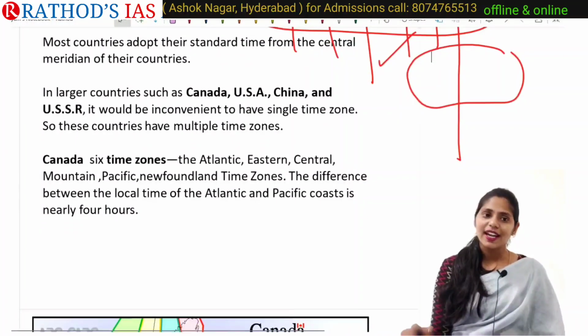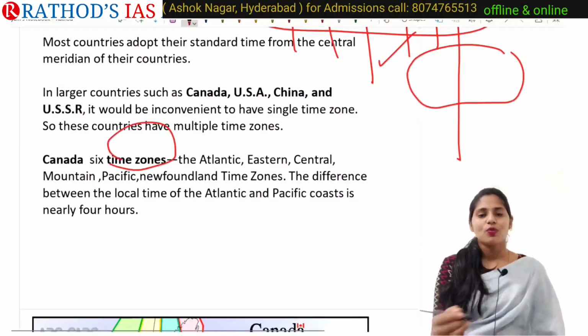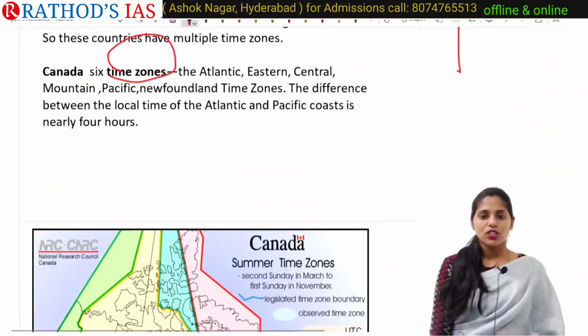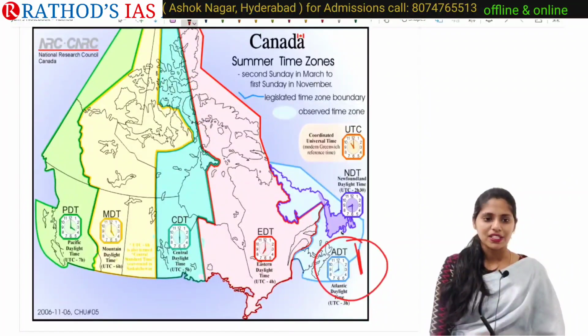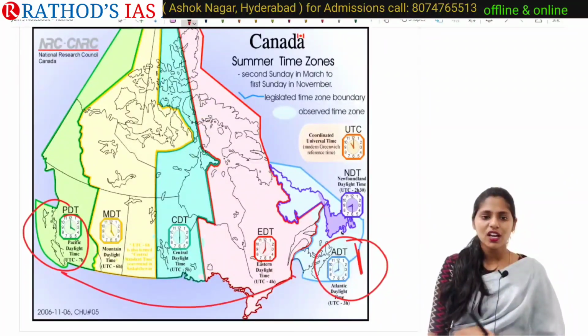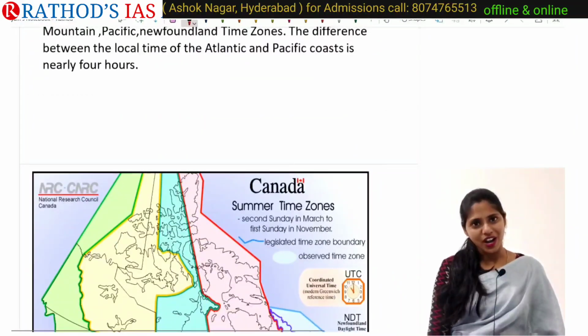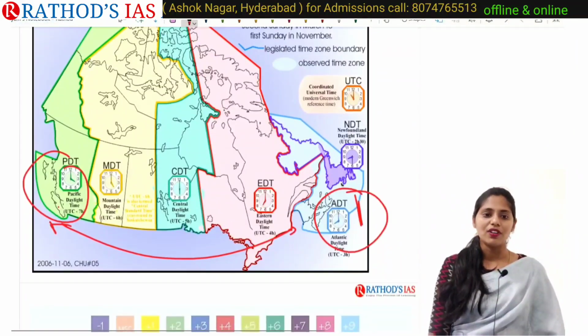For example, if you see Canada, it has 6 time zones: Atlantic, Eastern, Central, Mountain, Pacific, and Newfoundland time zone. The time difference between here, the Atlantic time zone, and here, the Pacific time zone, is large. It is about 4 hours.